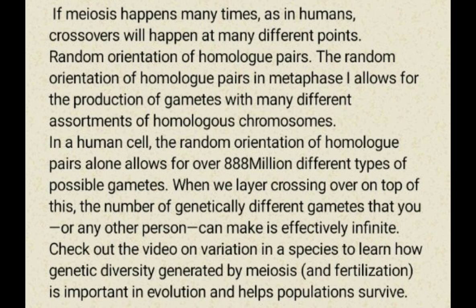Second, random orientation of homologue pairs. The random orientation of homologue pairs in metaphase I allows for the production of gametes with many different assortments of homologous chromosomes. In a human cell, the random orientation of homologue pairs alone allows for over 8 million different types of possible gametes. When we layer crossing over on top of this, the number of genetically different gametes that you or any other person can make is effectively infinite.